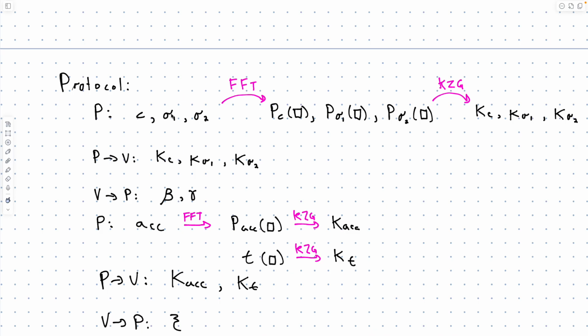Okay, but it's too late to change anything, so I'm locked in. So my C, my sigma 1 and my sigma 2, I'm completely locked in. That's why I send it to the verifier first. Then the verifier surprises me with a beta and a gamma. Now I can finish off my side by building the accumulator. Again, I'll interpolate it into a polynomial, I'll commit to that polynomial, and send it to the verifier.